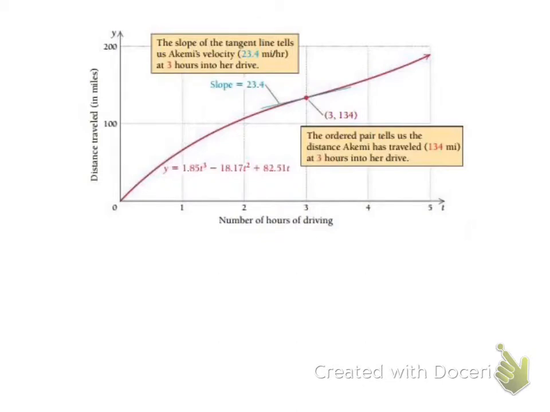The example we just did, we can look at it graphically. This red line is the distance function. And we found after 3 hours, the distance traveled was 134. So that's this point right here. And then we found the derivative at time equals 3 hours. And so that will be the slope of the tangent line that goes through this point.